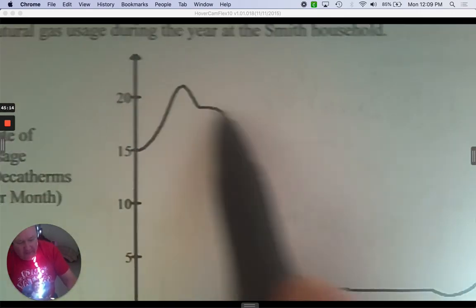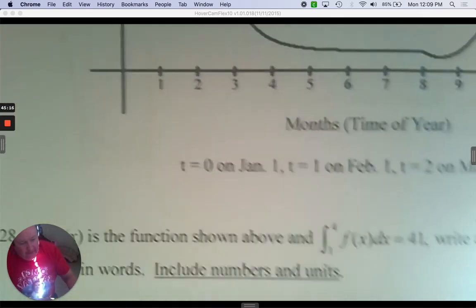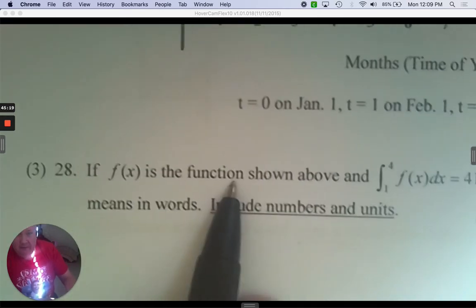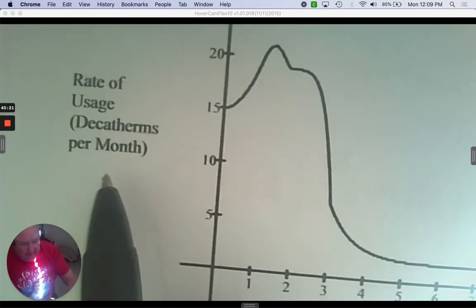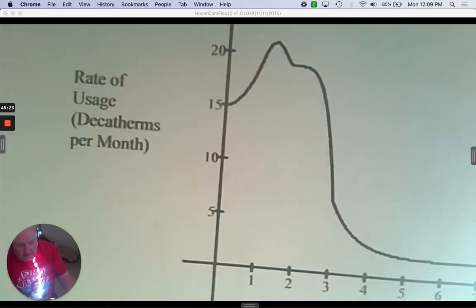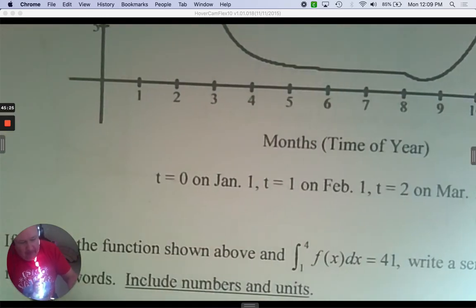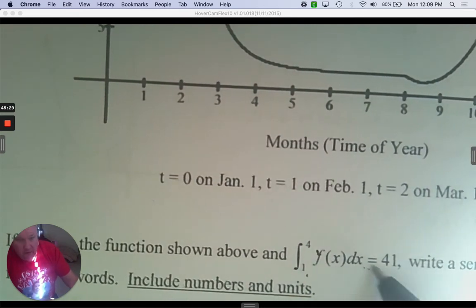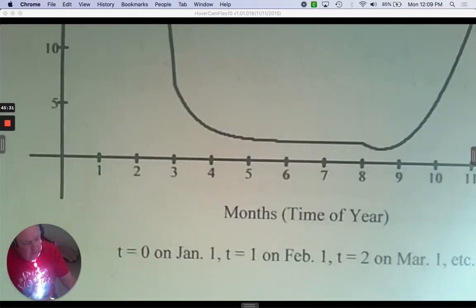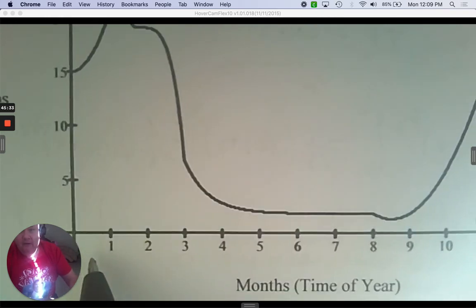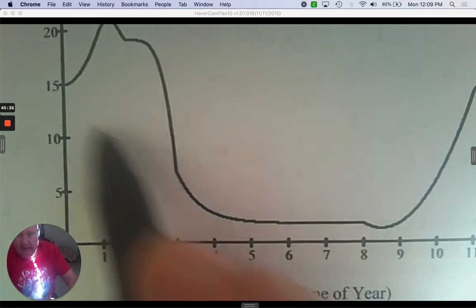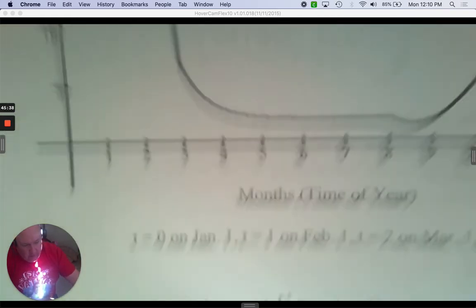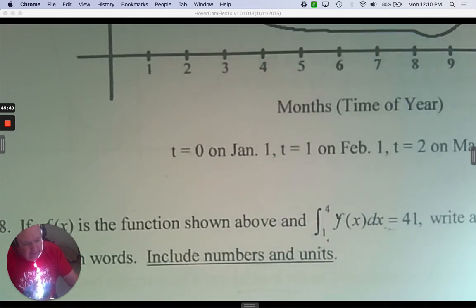Natural gas, there's a graph of it. And it says if f of x is the function for that rate, decatherms per month, it doesn't matter. If f of x is the function shown before, from 1 to 4, if you integrate, the answer is 41. So if I find the area from 1 to 4, that area is 41. Write a sentence saying what this means in words.